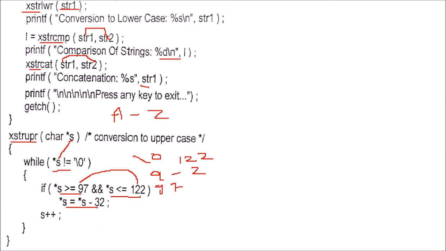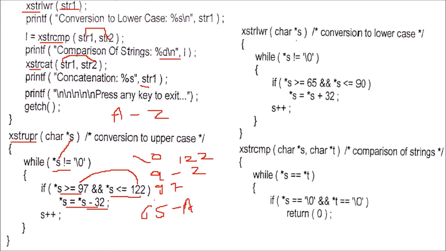The code of the upper. Upper means it has to be from capital A to capital Z. So we start with the string, from the first character till the end, that is \0. And if the value is greater than or equal to 97 and less than or equal to 122, that means 97 to 122, then they are lowercase. Small a to z are lowercase. a has ASCII number 97, z has ASCII number 122. So if it is the case, we subtract 32 from the ASCII value, so that it becomes uppercase. 97 minus 32 is 65, which is the ASCII value of capital A.